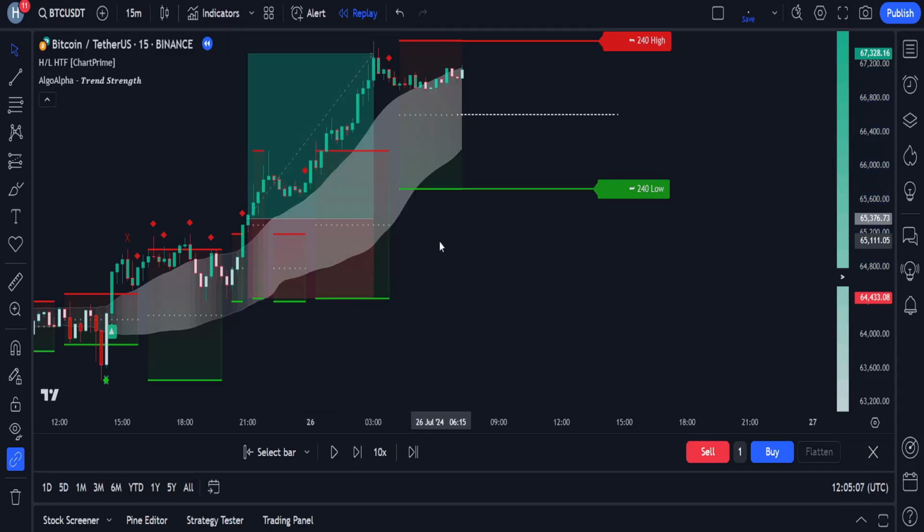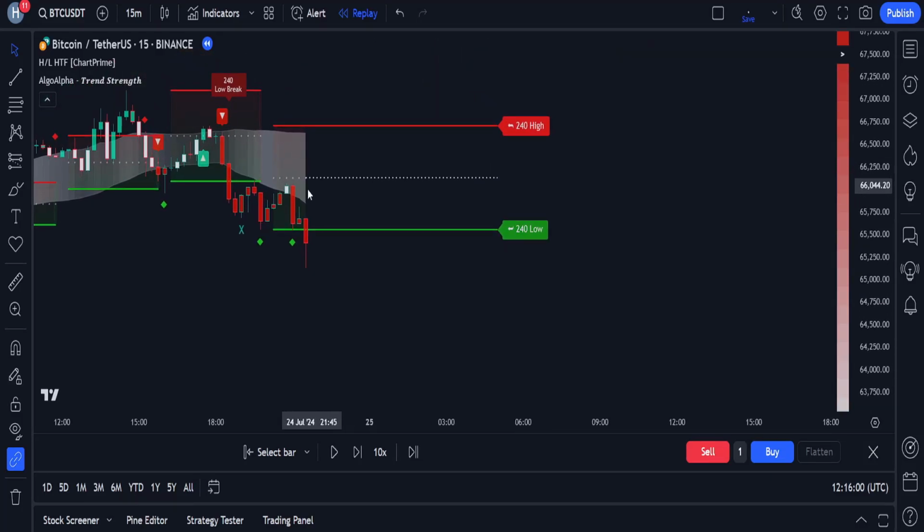Now let's go through the rules for entering a sell trade using these two indicators. To take a sell position, we're going to do the opposite. So first, you want to confirm that the market is in a bearish trend by ensuring that the price candles are consistently trading under the gray trend clouds. For second confirmation, we need a higher time frame low level to be formed by this indicator. This is what I'm talking about.